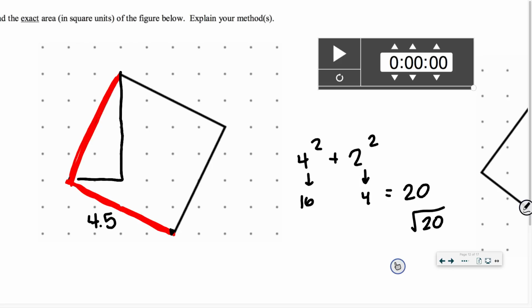Is that a right triangle? Yes. Do I know 2 of the sides? Yes. This one is a 4 and this one is a 2, which means this would be 4.5. So what's the area of the whole thing? The whole box. How do I find the area of the whole box? Length times width. 4.5 times 4.5 should be 20.25.